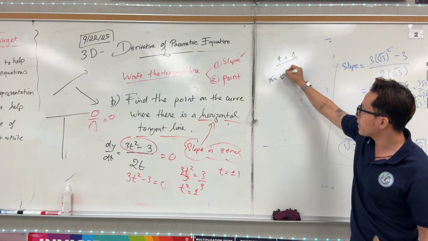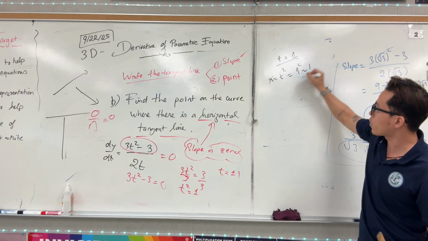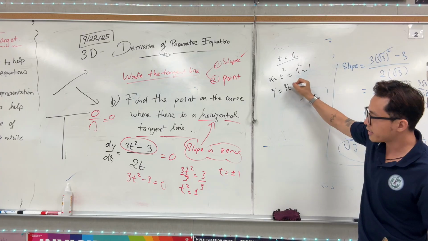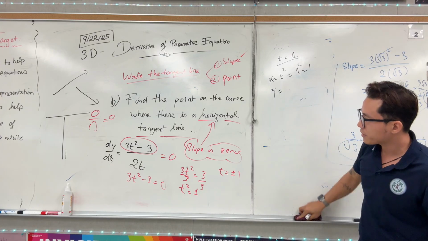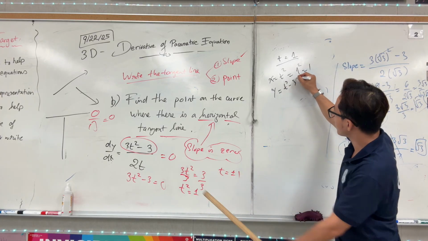X is t squared, right? So that means equal to 1 squared, equal to 1. Y equals t cubed minus 3t. Okay.